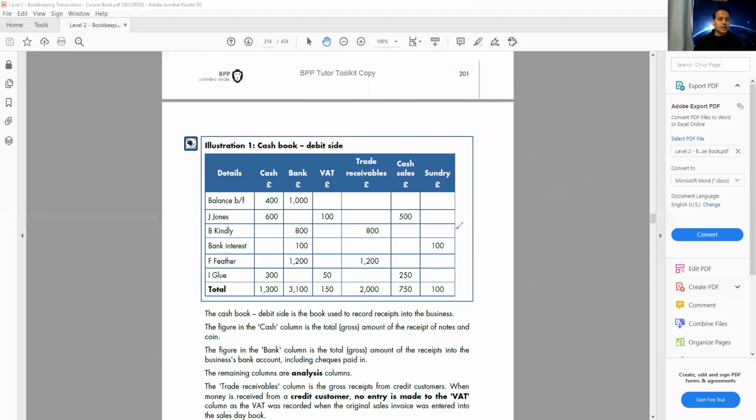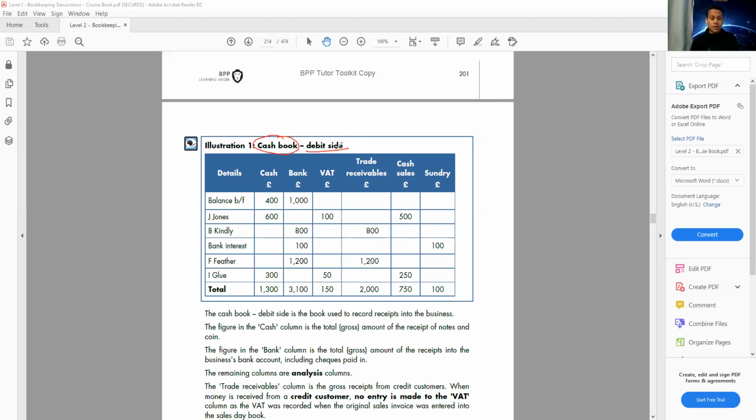In this illustration, we can see we have a cash book, and this is the cash book debit side. Can anyone tell me, on the cash book debit side, is it money in or money out? If I see the cash book debit side, does it mean the business is receiving the money or paying the money? It is money in. Very well done, Evelyn. Very well done, Nehal. So it means the money is in.